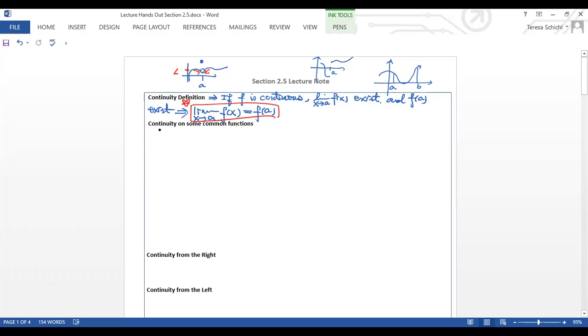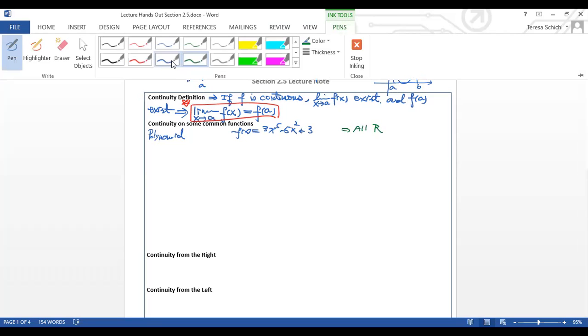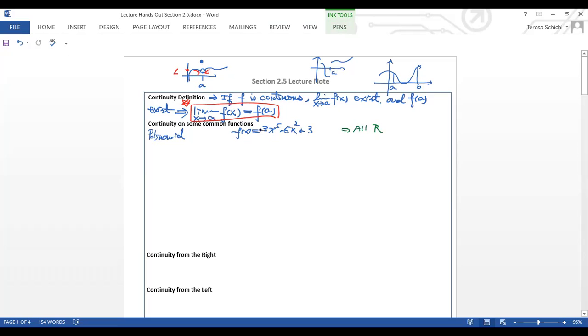The first one is the polynomial. For example, f of x equals 3x to the fifth minus 5x squared plus 3. Where is this continuous? It is continuous for all real numbers, because for polynomials, at every real number the limit exists.